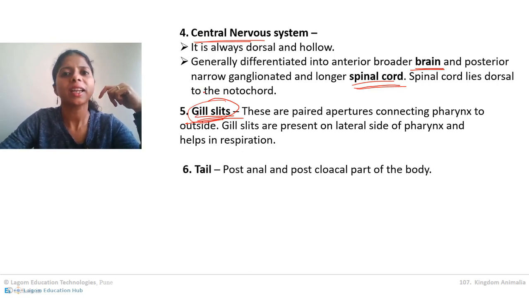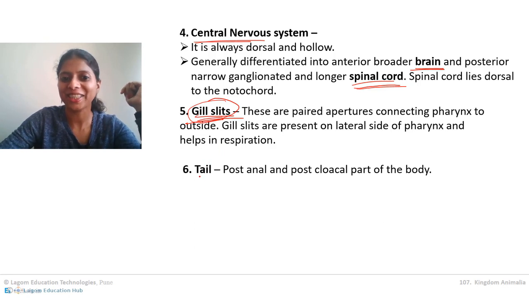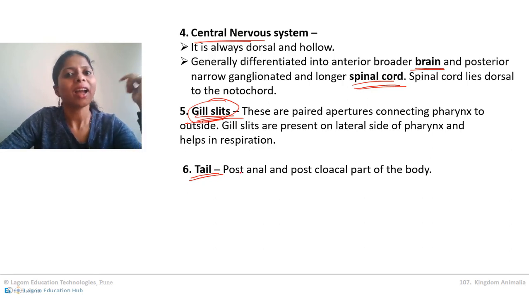Then the next characteristic is the presence of a tail. Now again the same question. There are so many animals we know which don't have tails, correct? So many chordates we know don't have a tail. For example, a frog doesn't have a tail. Agree? For example, humans don't have a tail. But why is the tail considered a distinctive or diagnostic characteristic?